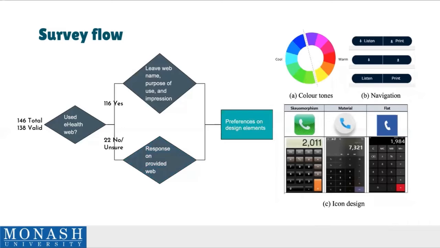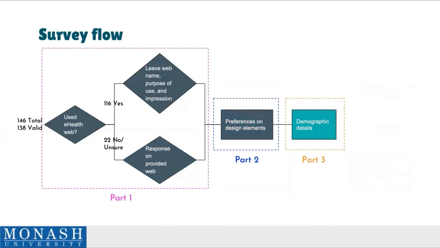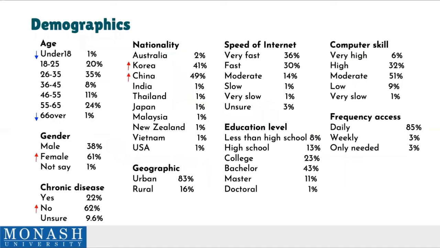And then we ask their preference regarding the color tone, whether they prefer cool or warm tones, font size, navigation design, and icon design, etc. Finally, we collect data about their demographics such as age, gender, education, language, occupation, and whether they have any chronic health condition. People from 9 different nationalities filled in the survey.